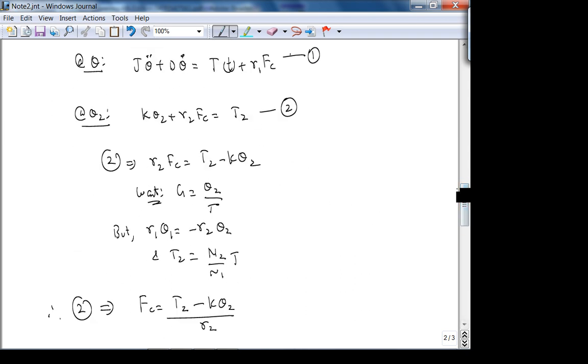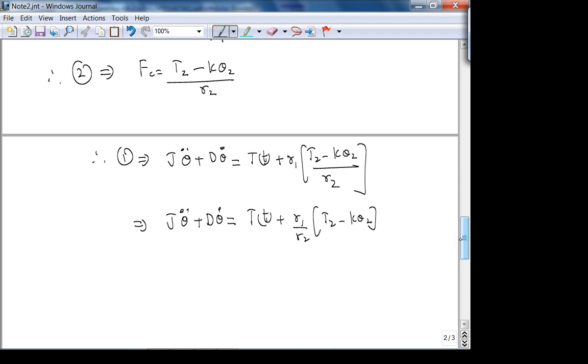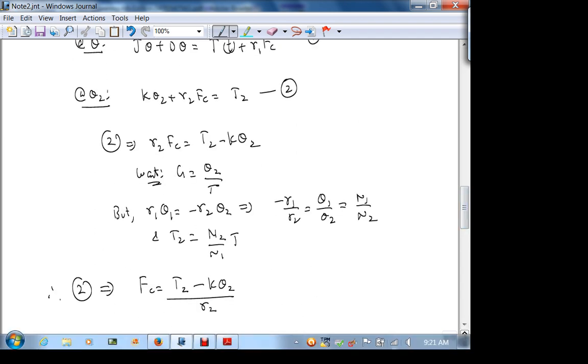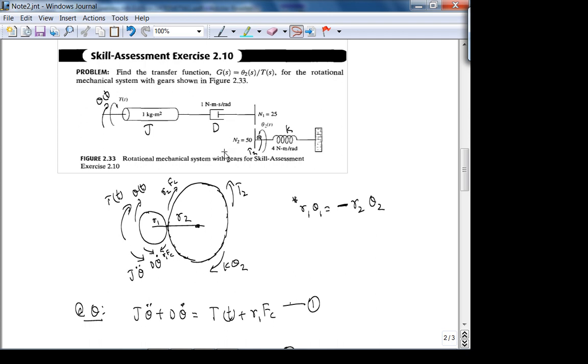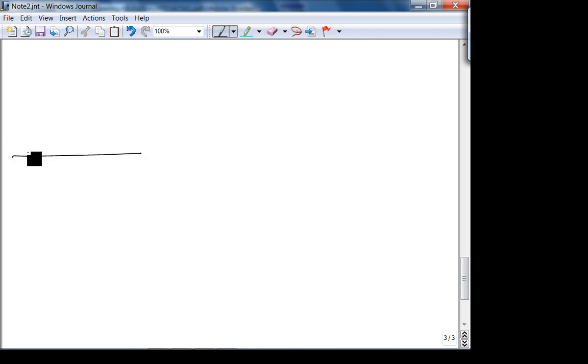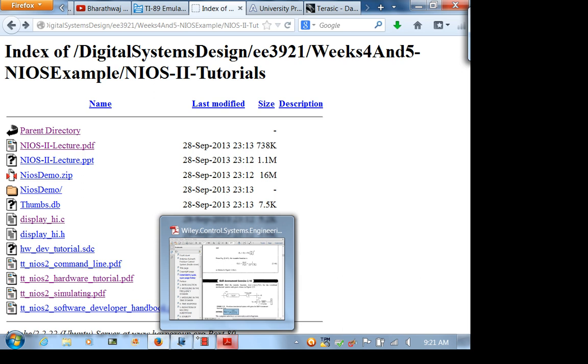But going back here, negative R1 over R2 is theta 1 over theta 2. In other words, this is equal to N1 over N2. Yes? So this is J theta double dot plus D theta dot equals tau of T minus N1 over N2. Yes? And I'm sure I screwed up my sign somewhere, because these are canceling. So I'll finish this up after lecture and put it in, because I did this last night. I don't expect you to do it this way, okay? But this is how you would do it using a free body diagram. It's because of this contact force. Okay? So, finish this up. Leave some space. I don't want to think about it right now.